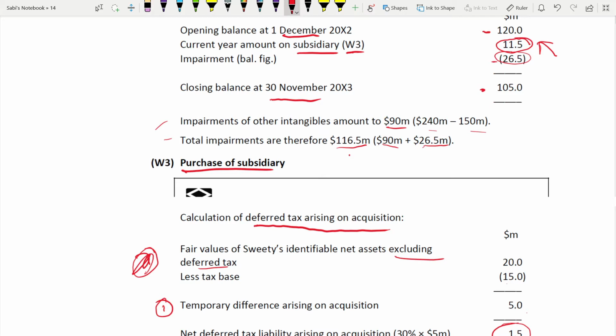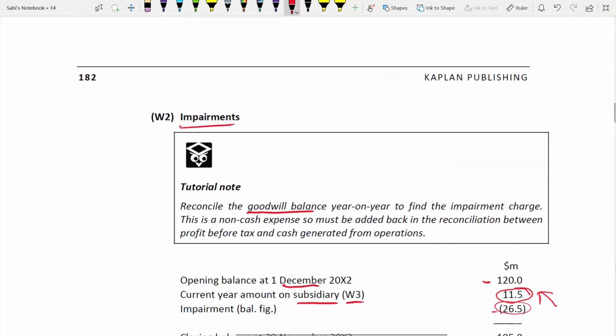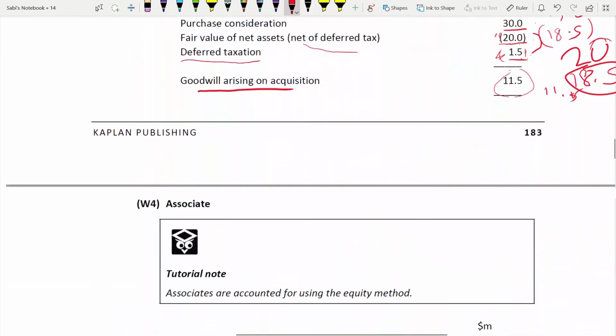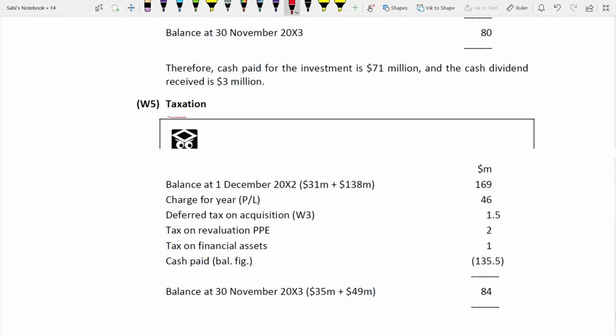Okay. Now next working is working 5. So we are done with working 2, 3, 4 is for associate, we'll do it later. First we'll go through taxation. Working 5, because this also needs to be deducted from operating activity.